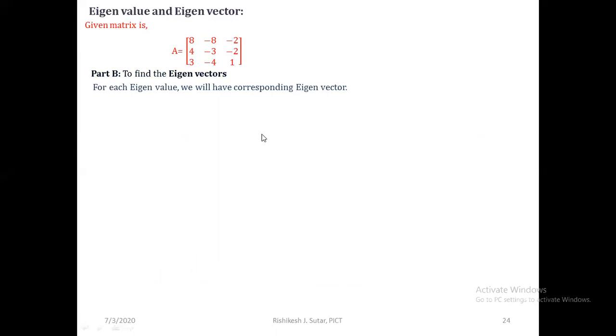Actually, for each eigenvalue, we will have the corresponding eigenvector. So here we have a matrix of 3 by 3, so we have 3 eigenvalues. For each eigenvalue, I have the corresponding eigenvector. So let's consider case 1, that is the first eigenvalue as λ = 1.